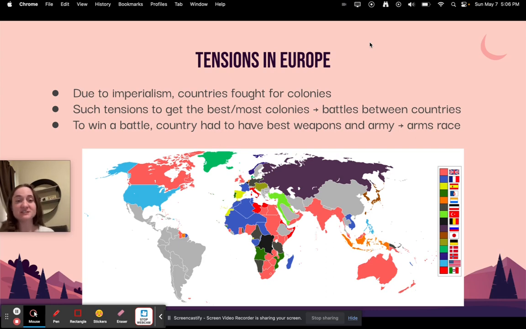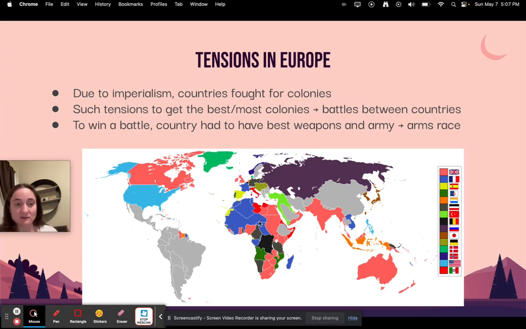So there are tensions in Europe before World War I. Due to imperialism, which we talked about all last unit, countries are fighting each other over colonies. They want the colonies for the labor and the resources. Such tensions were to get the best colonies or the most colonies they possibly could. Like this map here, you can see all the different colonies of each of the European countries.